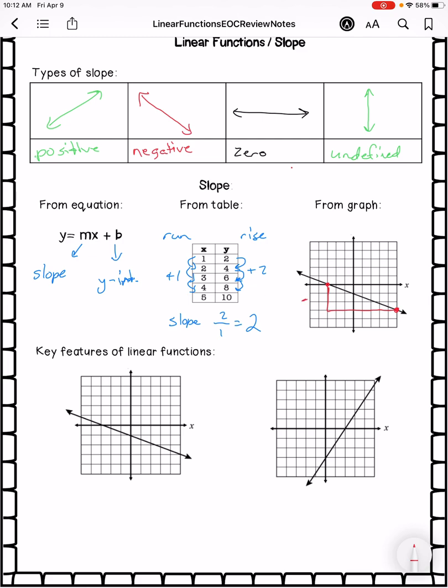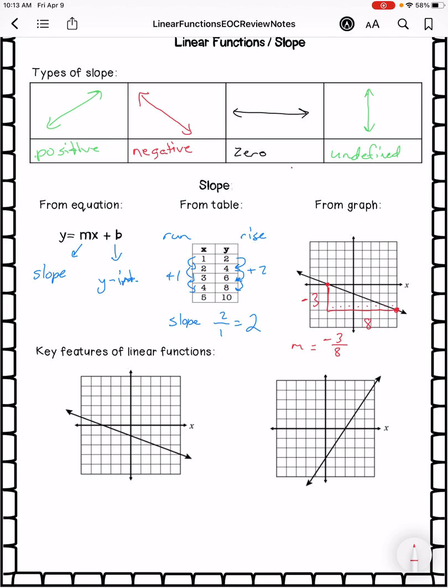So I'm going down 3 units and I'm going right 1, 2, 3, 4, 5, 6, 7, 8. So it's 8 to the right. So my rise is negative 3, and my run is 8. So it's negative 3/8. So my slope, my m, is negative 3/8.